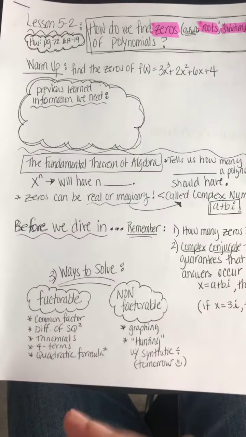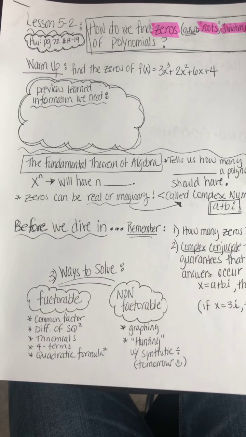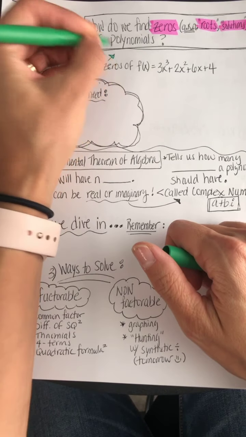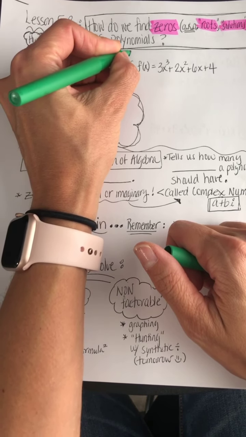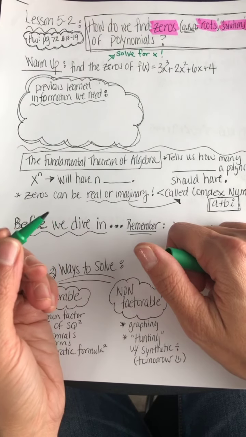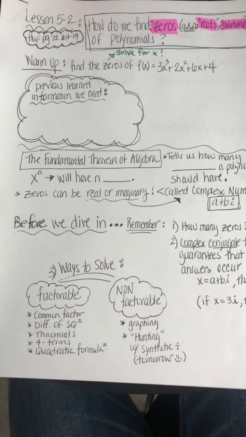So we're going to start with a warm-up. We're going to find the zeros of f of x equals 3x cubed plus 2x squared plus 6x plus 4. So that means since we are finding the zeros, we are solving for x. We're finding the solutions. Okay. All right, so we have some previously learned information here.